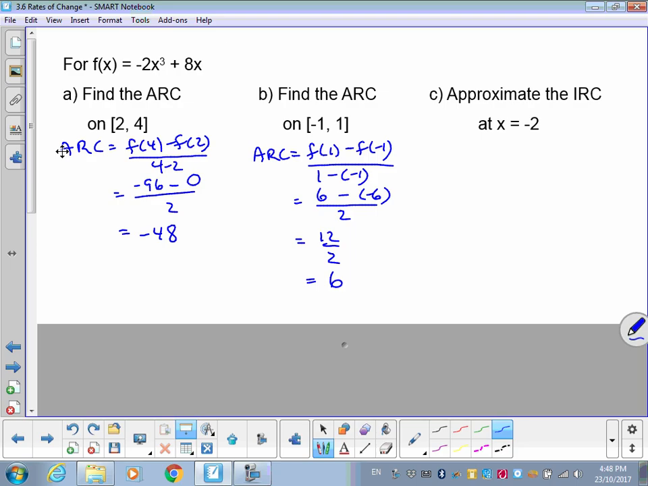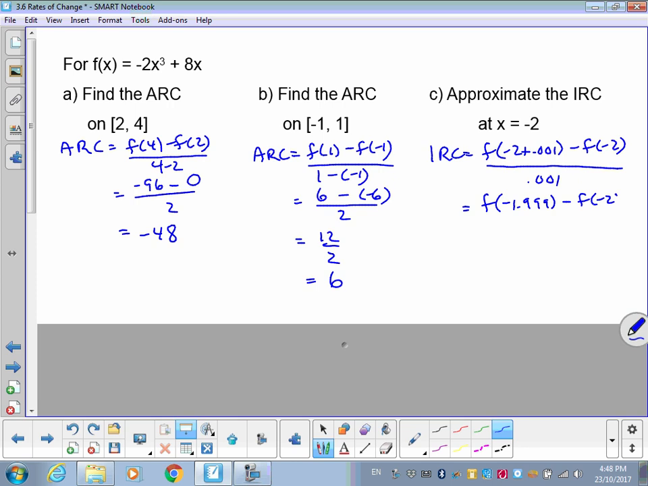Now for the instantaneous rate of change, again, we're approximating it. So we wanted to do that at -2, but instead we used a second point nearby, -2 plus 0.001, and subtract f of -2 all over. And when I put those two together, -2 plus 0.001, subtract -2, I get 0.001. So we're really finding f of -1.999, which I'm so not doing in my head, or even close to that.